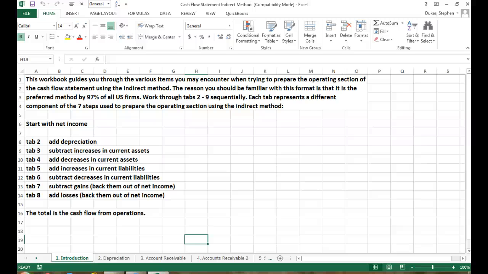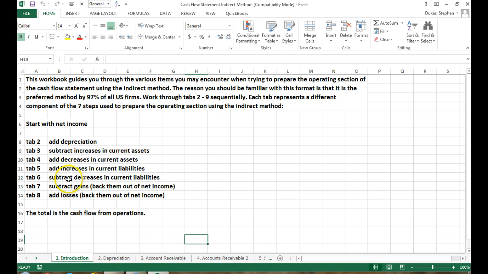Hi everyone. This Excel workbook focuses on the indirect method for preparing the statement of cash flows. In Chapter 16, we're going to focus on the indirect method. Oddly enough, FASB prefers the direct method. However, 97% of all U.S. companies use the indirect method. The reason for this we'll discuss later, but it's easier to use the indirect method than it is the direct method.